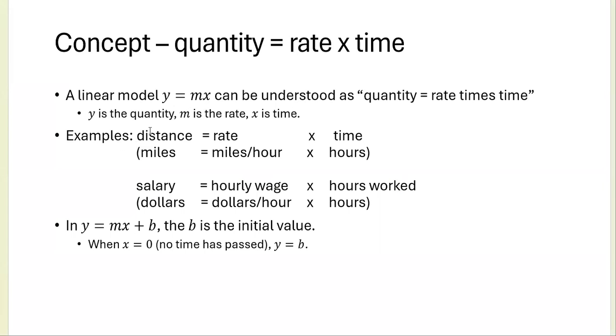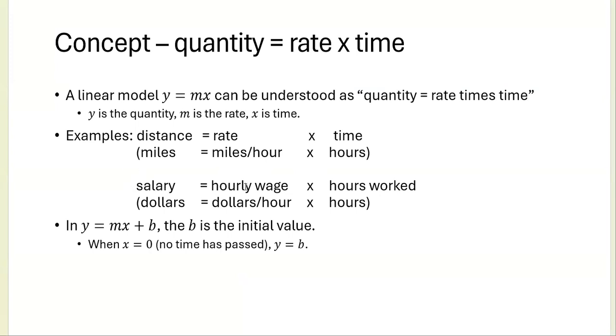So let's think of some examples. Distance equals rate times time. You might have memorized that. So distance is the quantity, rate is the speed, time is the amount of time it took. Some units as an example to solidify the idea: distance you can measure in miles, right? A speed could be miles per hour, and then you go for a certain amount of hours. So when you multiply these two units together, look how the hours cancel. You're left with miles.